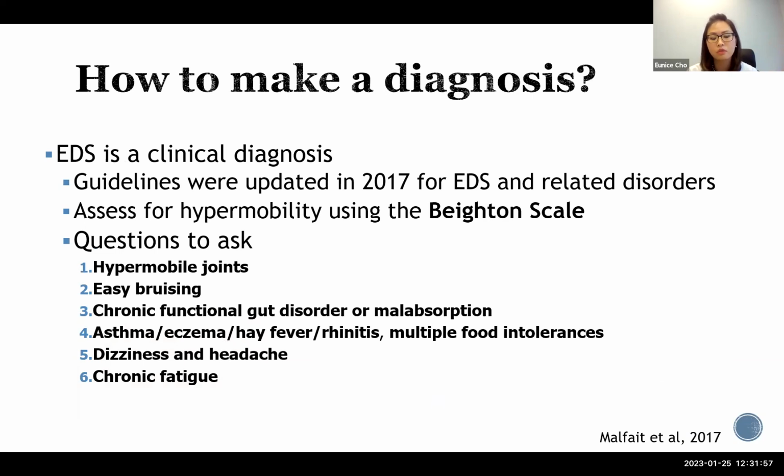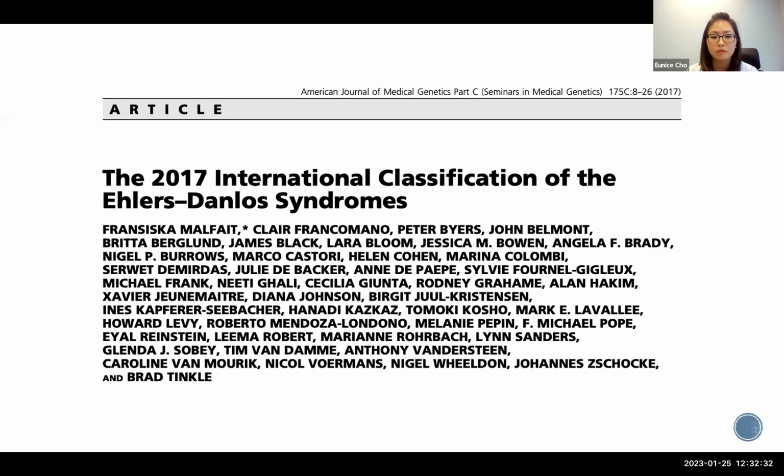You can assess someone for hypermobility using the Beighton scale, which I'm going to go over in the next two slides. But there are quick screening questions that you can ask in your clinic if you ever suspect that someone might have EDS or the spectrum disorder. You ask them about hypermobility of their joints, easy bruising or scarring, chronic functional gut disorder, asthma history, any food intolerance history, dizziness, headache, or chronic fatigue symptoms. If they score more than 4 on these general questions, then it's possible that they may have some sort of EDS or related spectrum disorder, if it's supported with hypermobility of the joints.